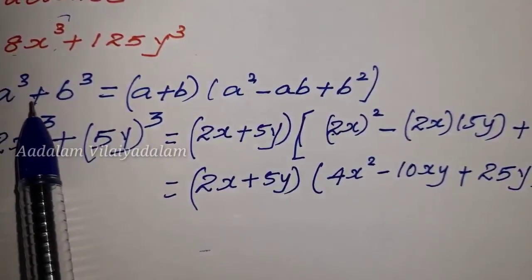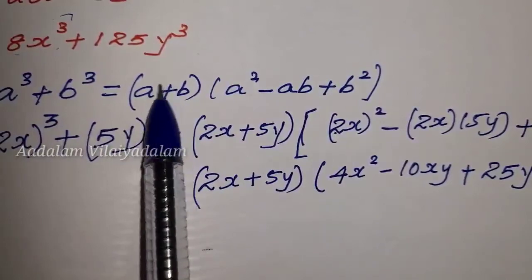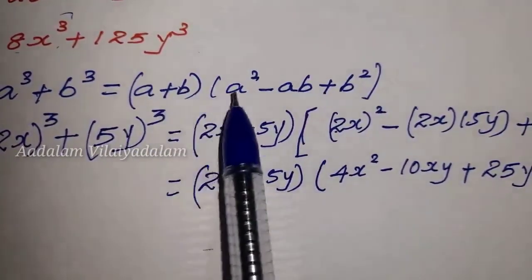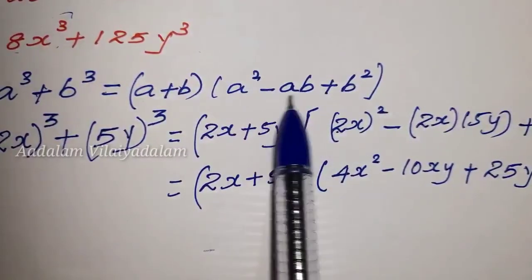Suppose a cube minus b cube, what is the formula here? Here it is minus, that is a minus b, a square plus ab plus b square.